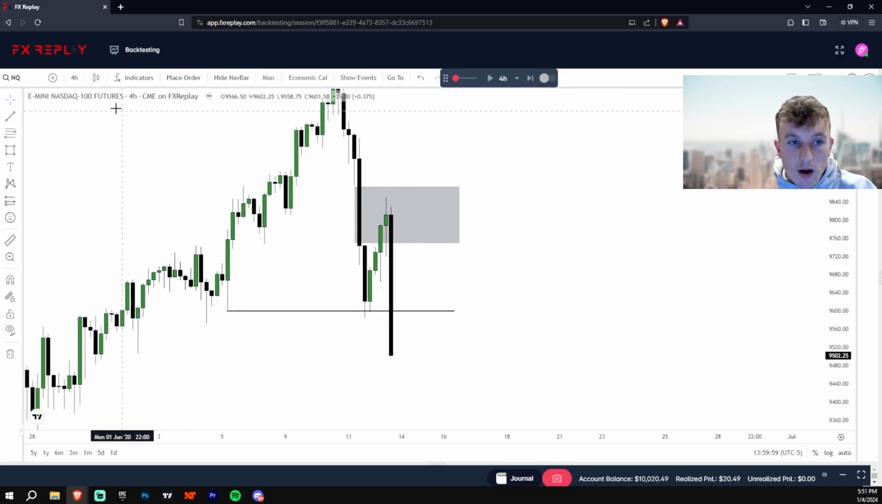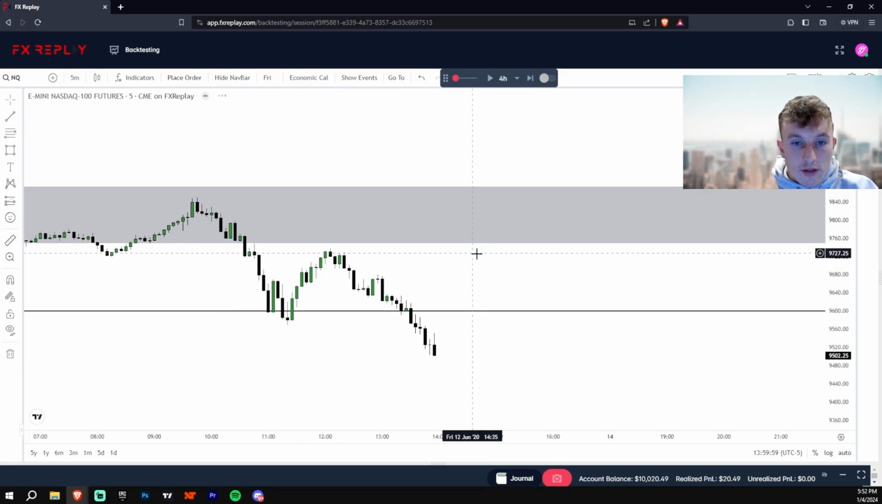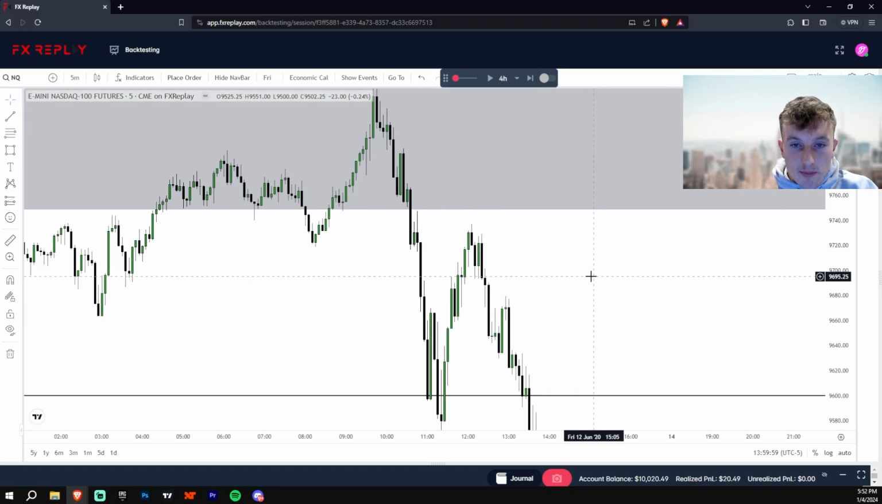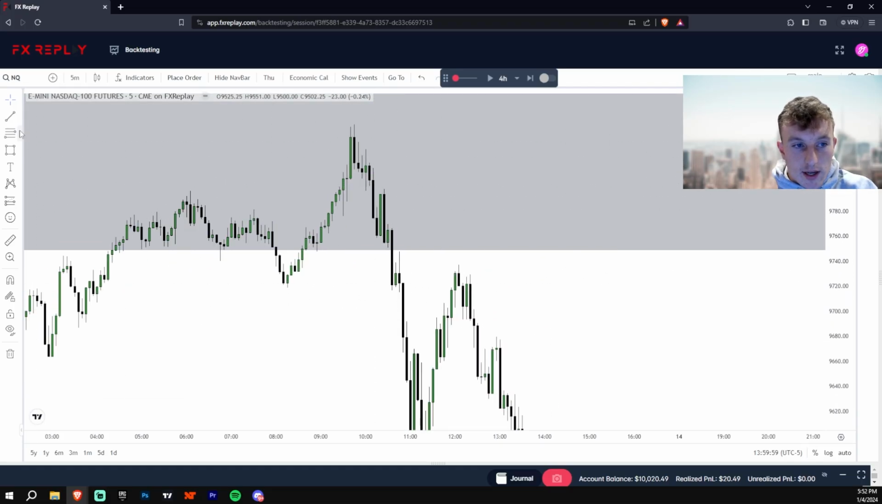This is where I always go. I'm like, okay, if we're inside of a 4 hour bearish fair value gap, we're going to go to the 5 minute and see if we get an obvious short setup in it. And you can see, indeed, we did right here.